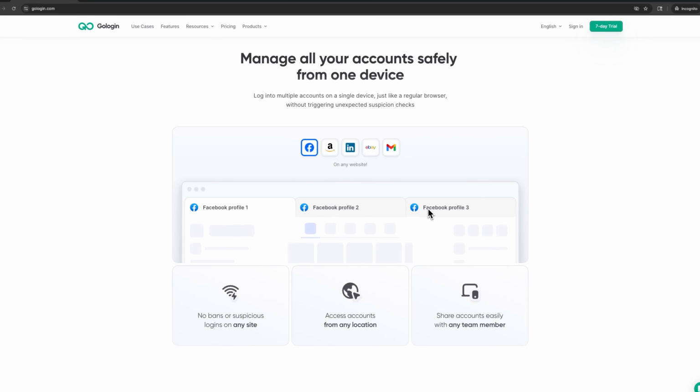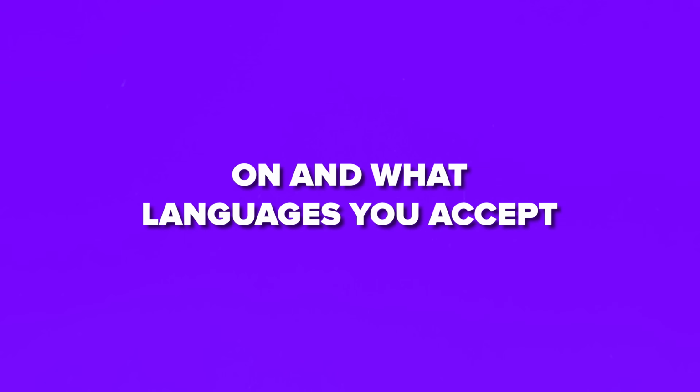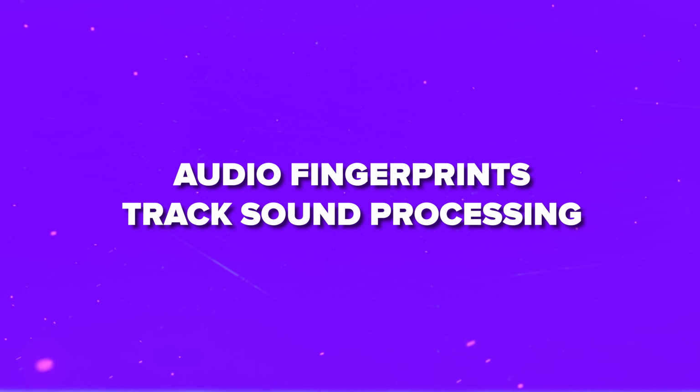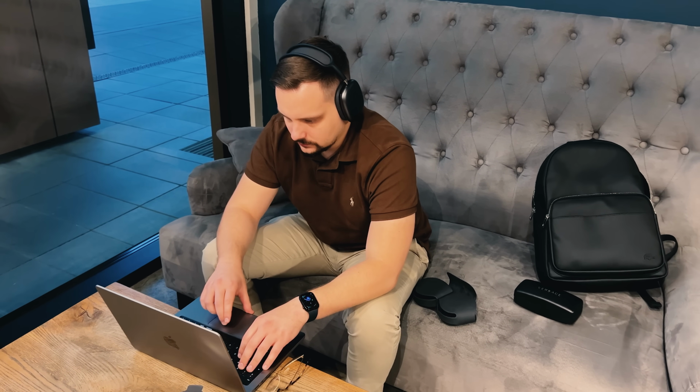Mates, these systems check if your IP address matches your time zone. They read browser headers to see what platform you're on and what languages you accept. WebRTC can leak your real IP even when you use a proxy. Canvas and WebGL fingerprints reveal how your hardware renders graphics. Audio fingerprints track sound processing. Your font list, screen size, and resolution all get checked against your claimed location.